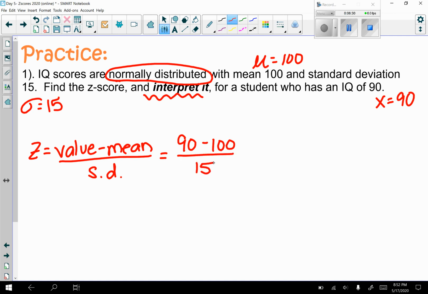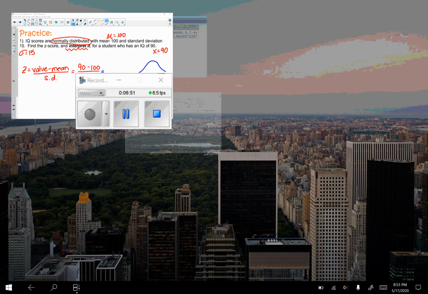So before I even go to type this in my calculator, I just want to think about a picture for a second here. Here is my normal curve. My mean is 100. My value is 90. I'm below the mean or to the left of it. So that means I should be anticipating a negative number when I type this in my calculator.